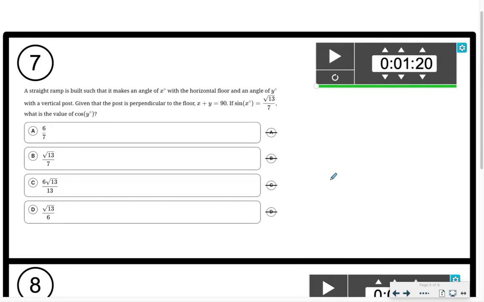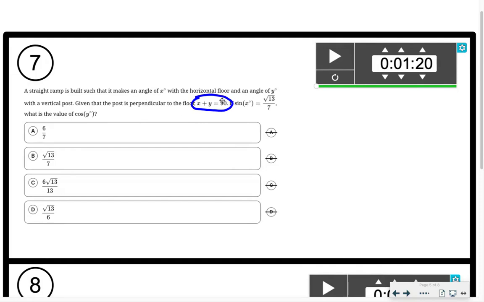We're going to try to do this without doing any work. So if the post is perpendicular, it just tells us we have a right triangle. And here is the key, actually. It doesn't even matter if it's a right triangle. X plus Y, they're complementary.